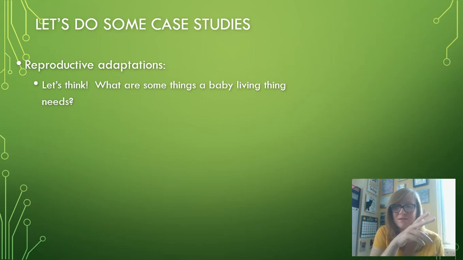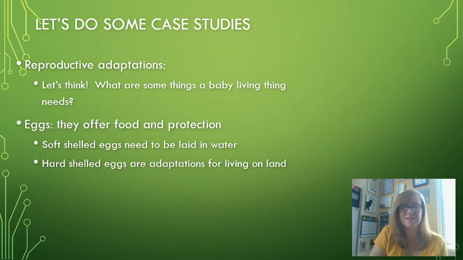Hopefully you paused and thought about some things. And maybe you said things like food, water, shelter, care, maybe clothes, a diaper if you were talking about a human baby. But they need care, at least food and shelter and protection. So let's talk about some reproductive adaptations, like the egg.